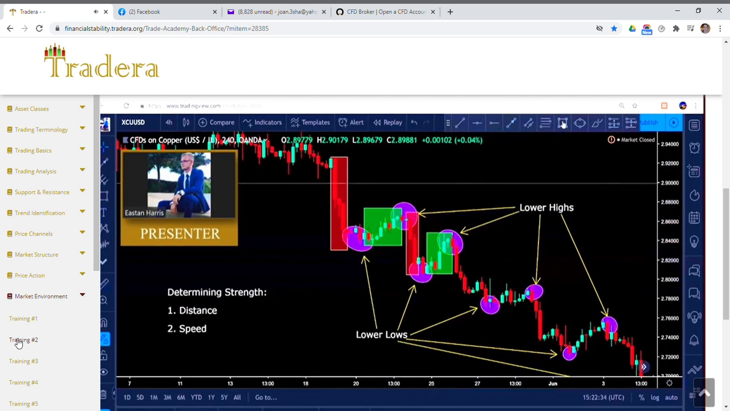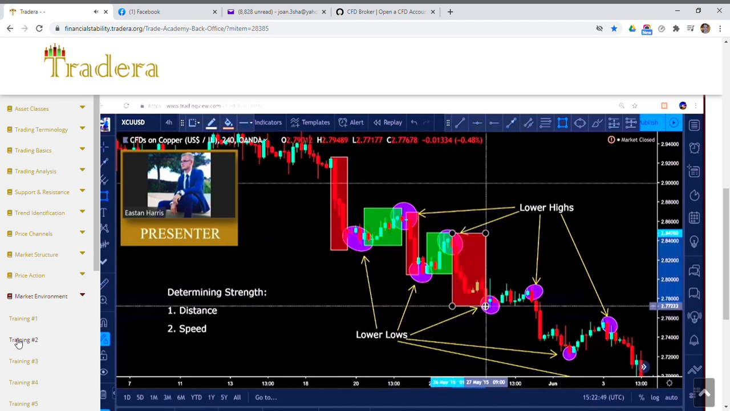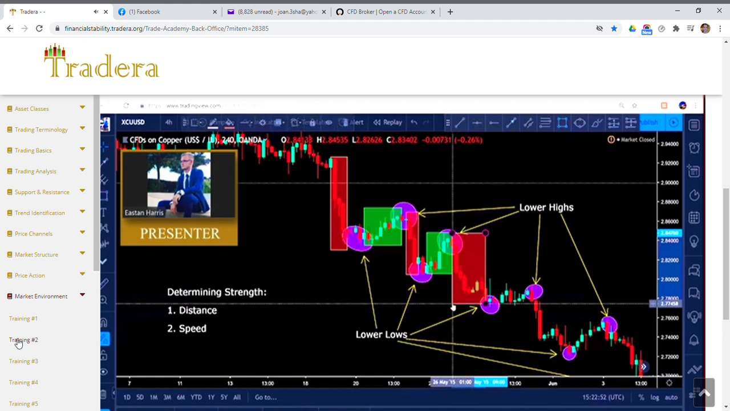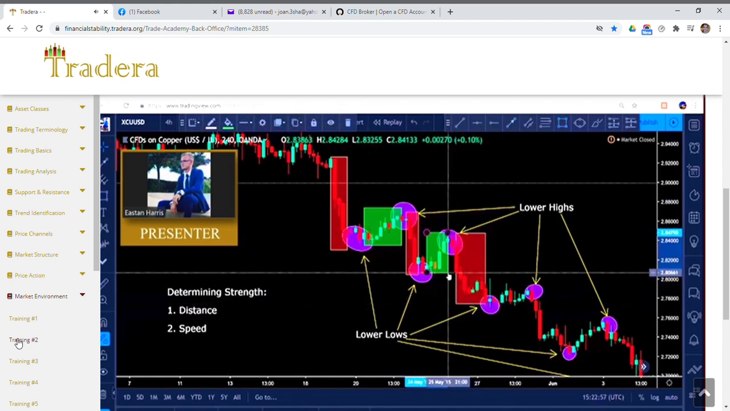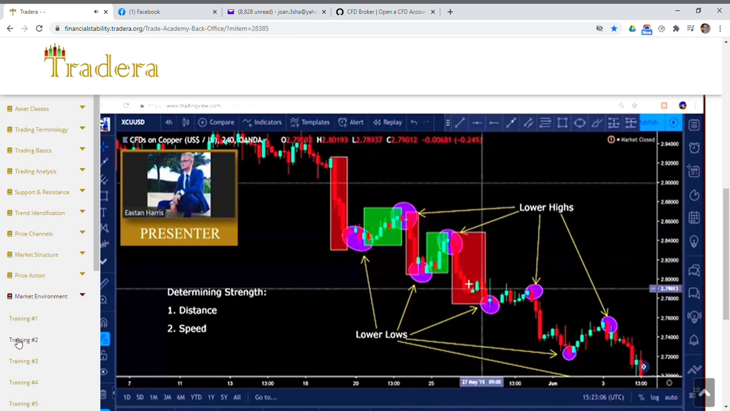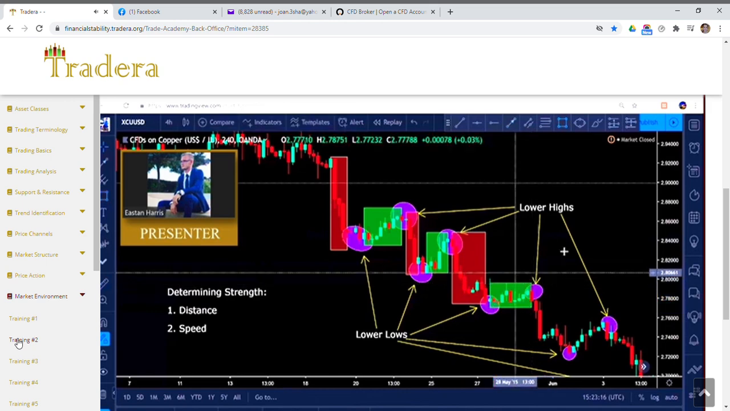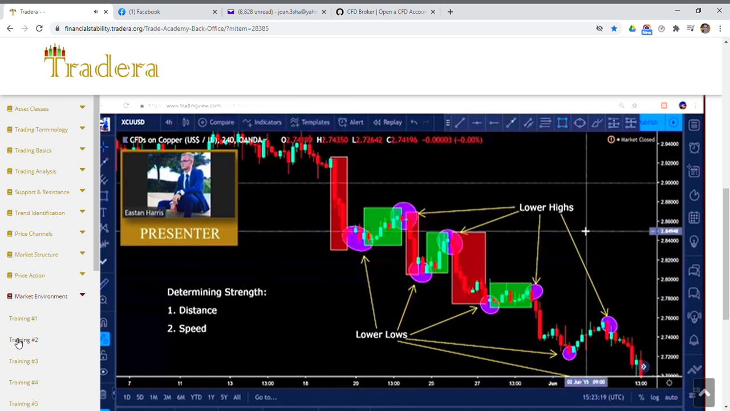All right, let's look at the next one. Sellers come in, push price all the way down to this area. I'm going to break this box apart just so we're not getting confused here. Sellers push the market down. How'd the buyers do? That was pathetic. The sellers are in control.